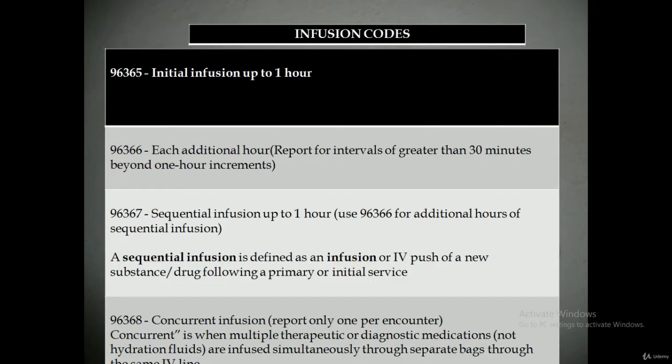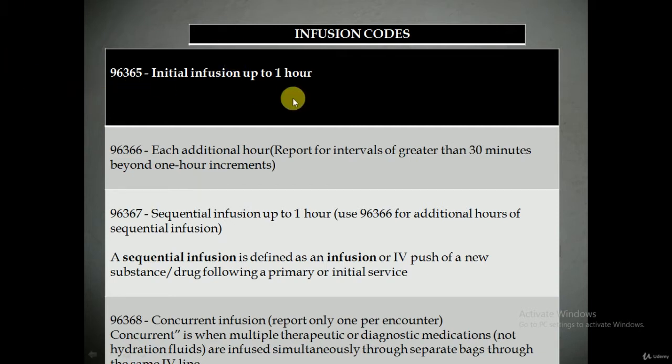So now we will see the CPT codes, how to code them, and what is the minimum time to code the infusion codes. So these are the CPT codes of the infusion. We have a total of 4 codes for the infusion. We will see one by one: 96365, 96366, 96367, and then 96368. So these are the infusion codes. Now we will see one by one in detail.